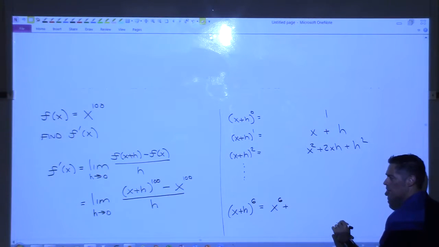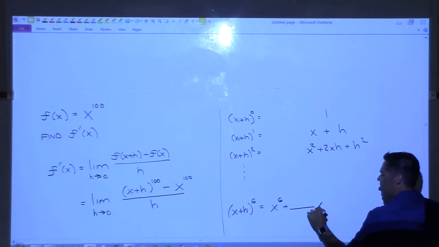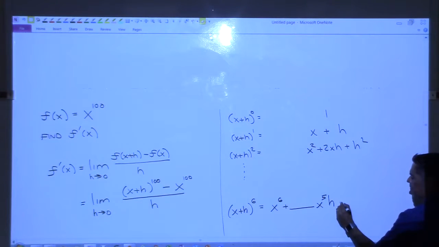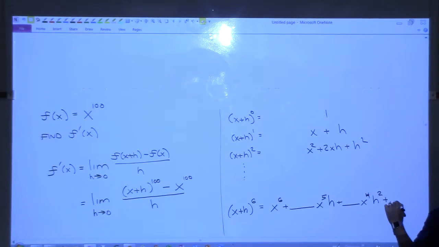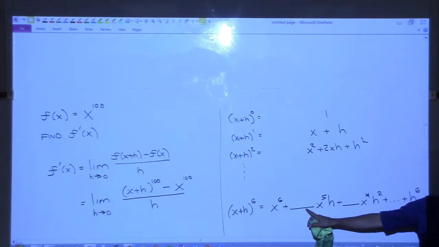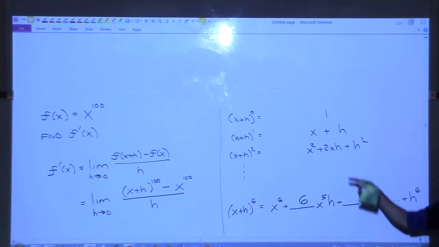Do y'all remember the pattern? We had some number here, right? And then x to the 5th h, and then plus some number, and then x to the 4th, oh, that's not a 4, h squared, and then plus dot, dot, dot. And we went all the way down to the end. It was h to the 6th, right? And what was the number in front here? We did figure out what it was. It was a 6.